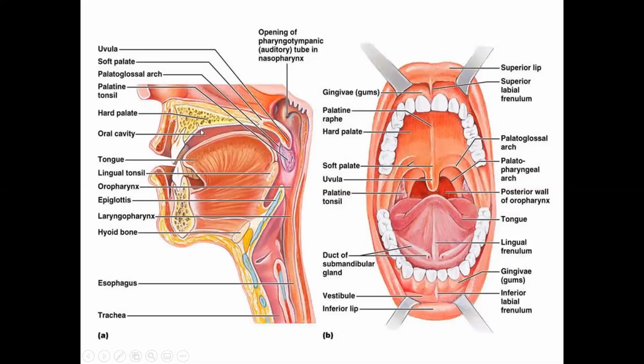In the roof, we have the hard palate in the anterior 2/3, and the posterior 1/3 is formed by the soft palate. The floor of the oral cavity is formed by the tongue and the muscles of the oral diaphragm, which include the mylohyoid muscle and the geniohyoid muscles. These muscles separate the oral cavity from the rest of the suprahyoid muscles.